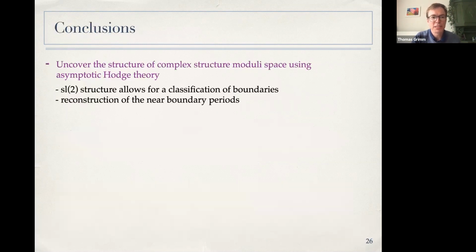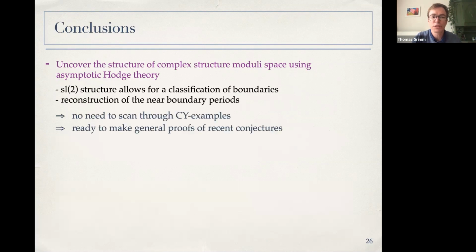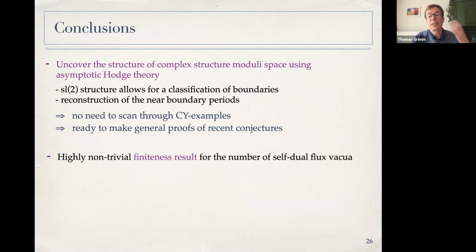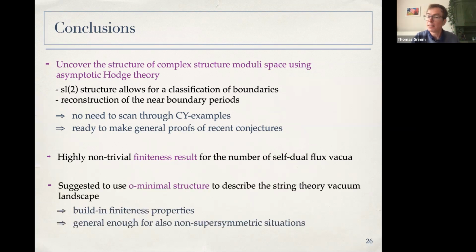So that brings me to the end. In conclusion, we uncovered some structure of the complex structure moduli space using asymptotic Hodge theory. The idea was that we don't have to scan through Calabi-Yau examples anymore. Then we argued that there is a new finiteness result. I didn't explain the proof to you, don't misunderstand me. I just gave you some hints. The proof is quite lengthy and technically involved, but it can be shown. And then I suggested using this O-minimal structure to describe the string landscape in general.